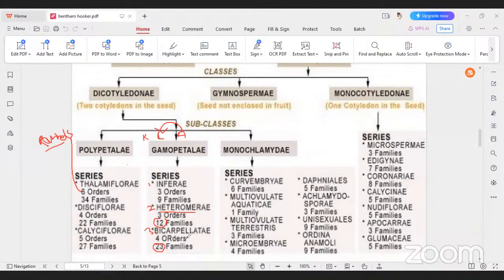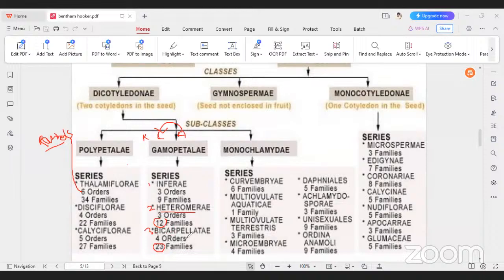Order 2, Polymoniales, it has five families. Order 3, Personales, it has eight families. Order 4, Lamiales, again four families. Total 23 families.